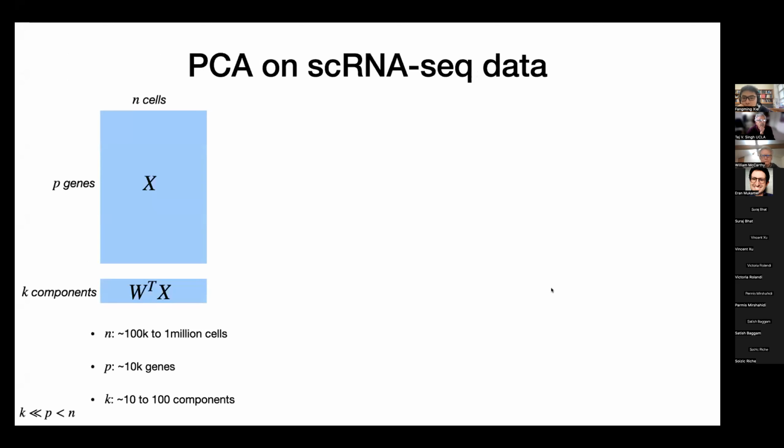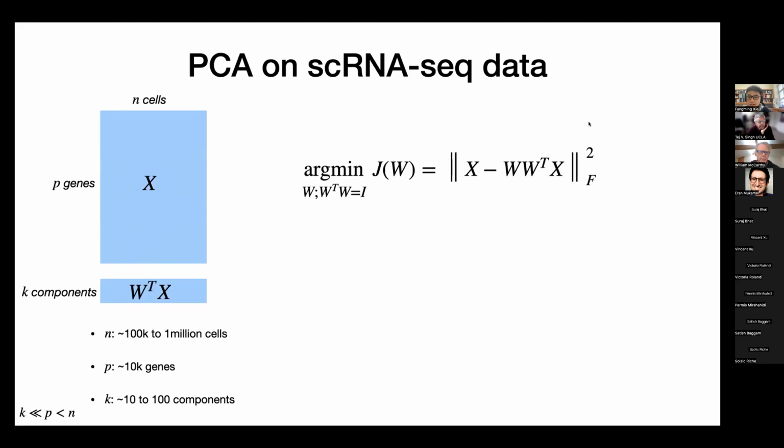So PCA, or principal component analysis, is the classical dimensionality reduction method. In this case, we have a matrix X of P genes by N cells, where P is about 10,000 genes, N is about 1 million cells or so. And we want to reduce the dimensionality of X by applying a projection matrix W to it, so that the whole dimension reduces down to 10 to 100 components.